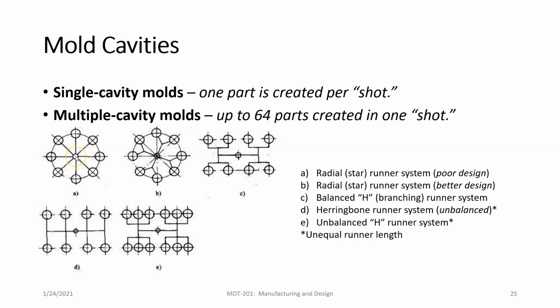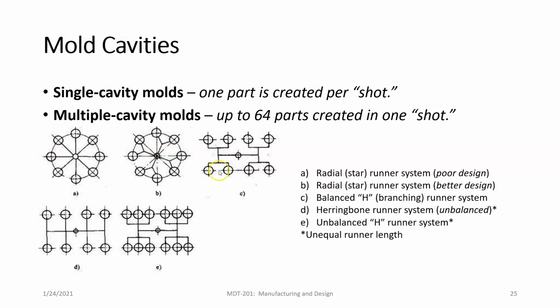So as we inject the plastic, it's going to go out through each one of these runners simultaneously, and we have to make sure that each runner has an equal length. If we have one runner with more or less than the others, then they're going to fill at different speeds, and it could cause problems with cooling. All right. So this is just an example of different types of runner systems.